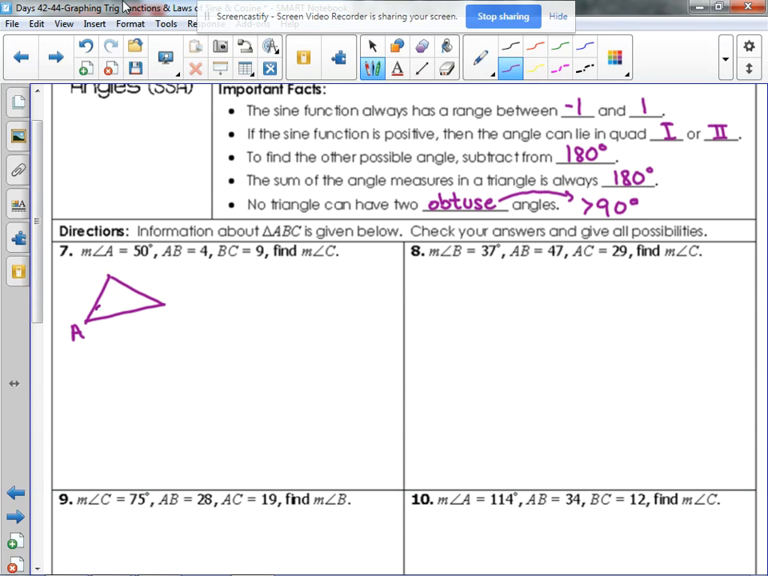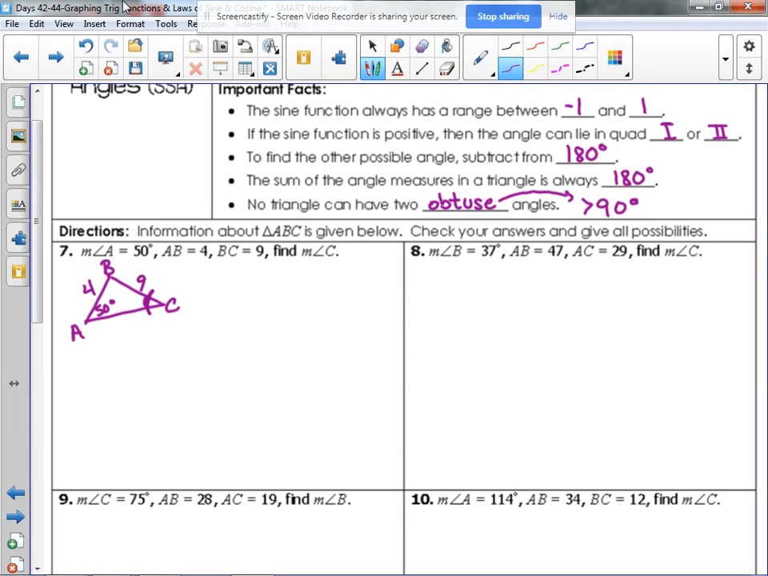So angle A is 50. And then we're just going to go... It really doesn't matter which one is which, but this is how I'm going to label it. So side AB is 4, side BC is 9. Find the measure of angle C. I don't have room to put an X right there, so I'm just going to mark it with a little curve there.